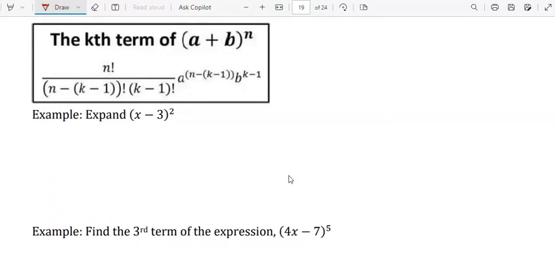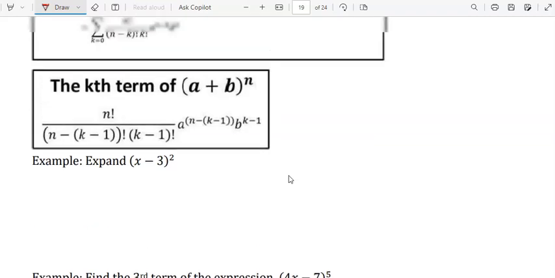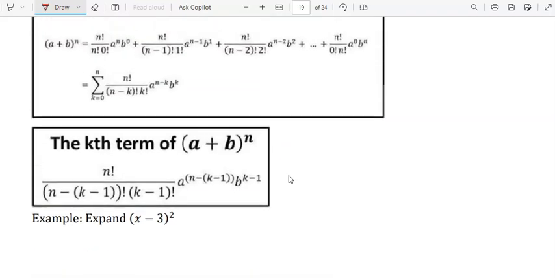Expand x minus 3 squared. When it's squared, you could just do box or FOIL. But for the purpose of this booklet, let's go ahead and use this formula right here. For the example, we have a is going to be x and b is -3. N is 2, given this example. We'll plug them into the formula.